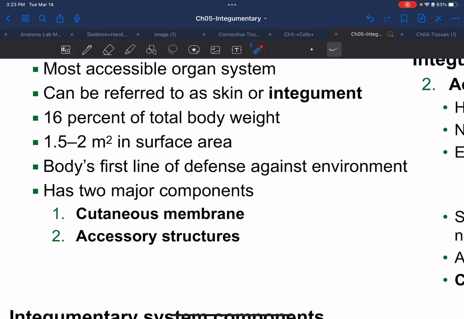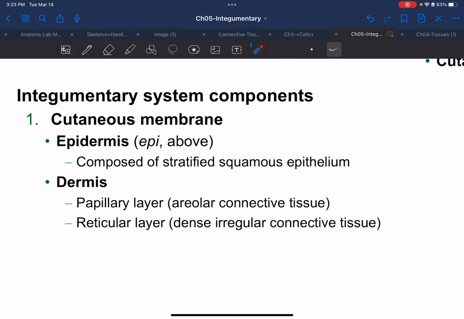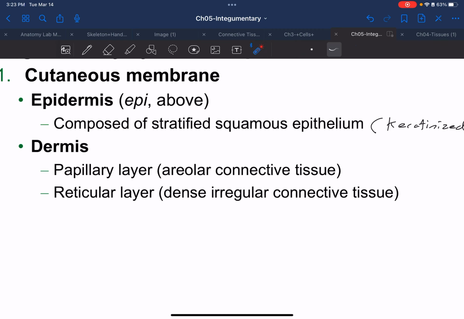And you can divide it again between cutaneous membranes and accessory structures, just like we saw in our flowchart in the beginning. And so starting with the cutaneous membranes, the more superficial components, we have our epidermis and our dermis. Our epidermis is going to be made of stratified squamous epithelia. Don't forget to add the note keratinized. Our dermis is going to possess connective tissue.